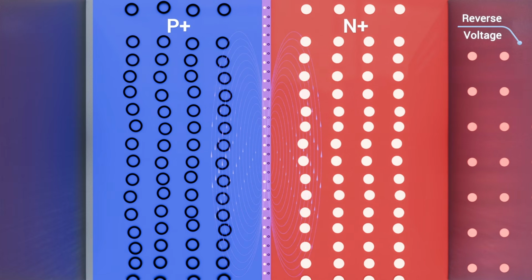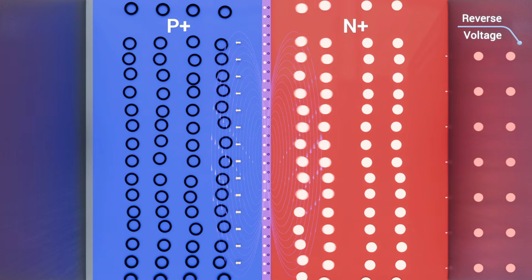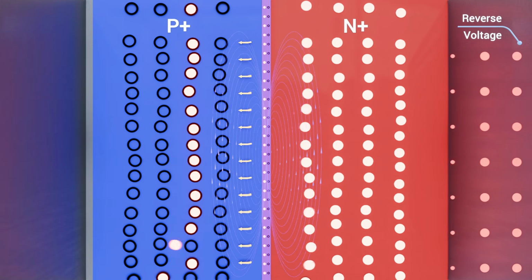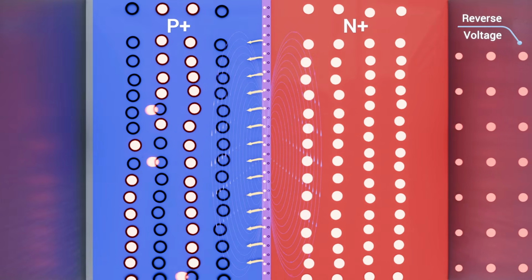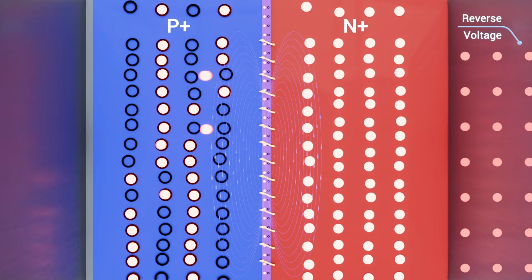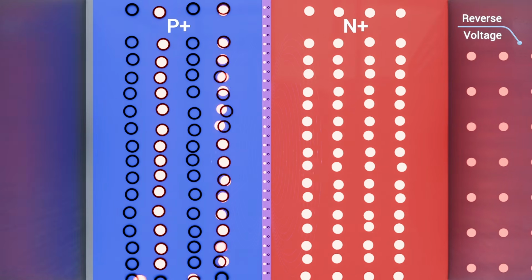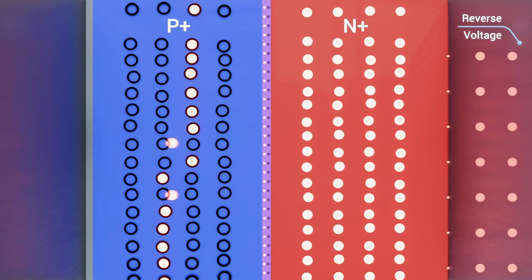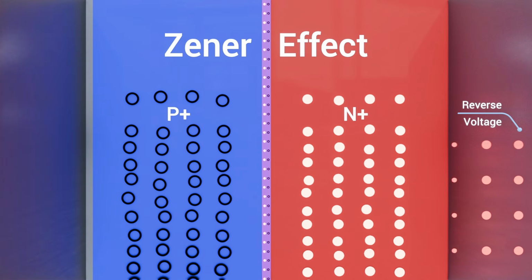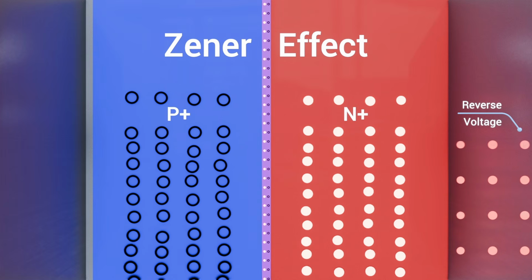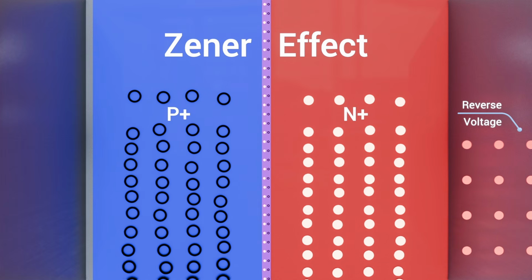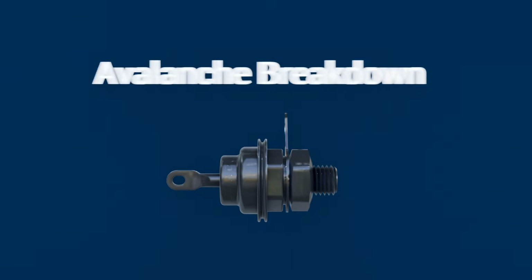At a critical field strength, electrons are able to quantum tunnel through the energy barrier directly from the valence band to the conduction band due to the wave nature of the electrons. This tunneling process is known as the Zener effect, and it causes a rapid increase in reverse current while the voltage remains nearly constant. Secondly, there is avalanche breakdown.